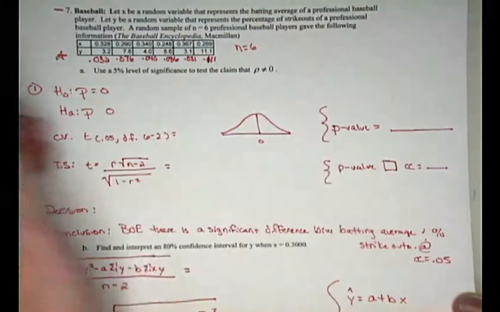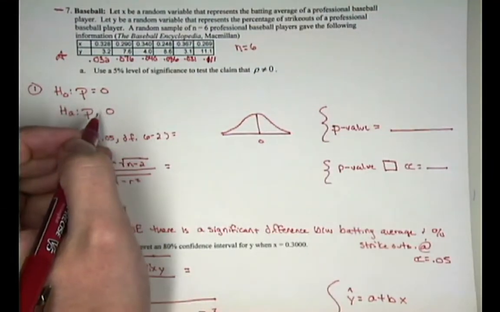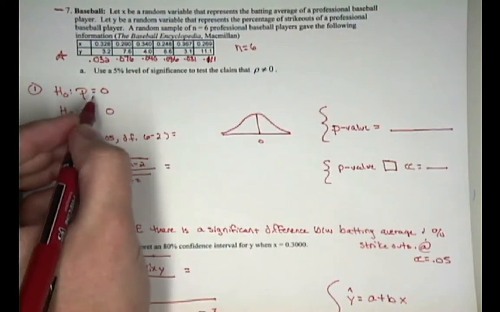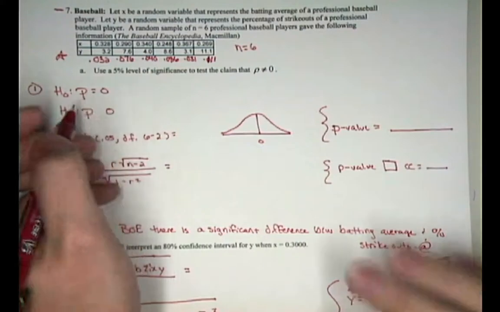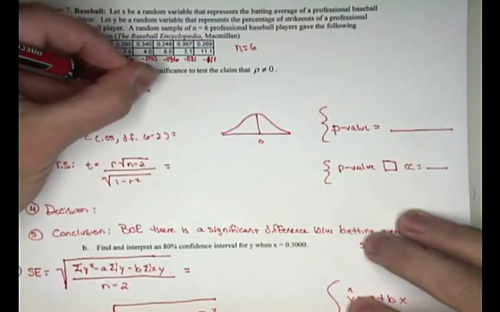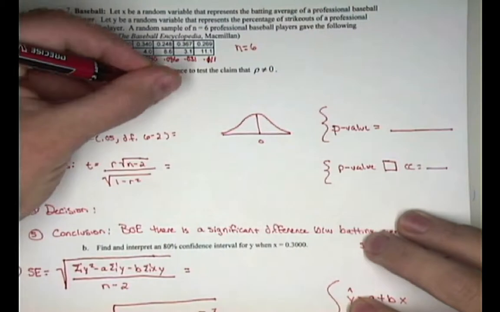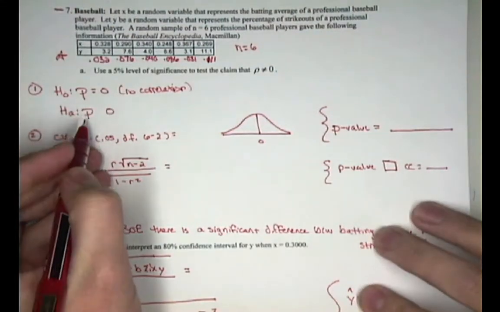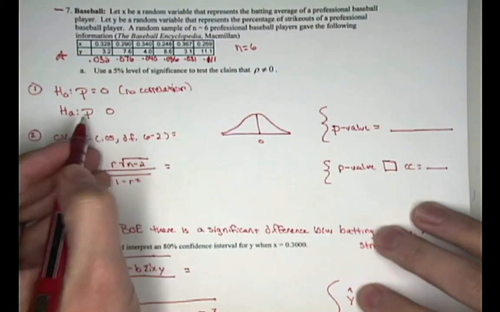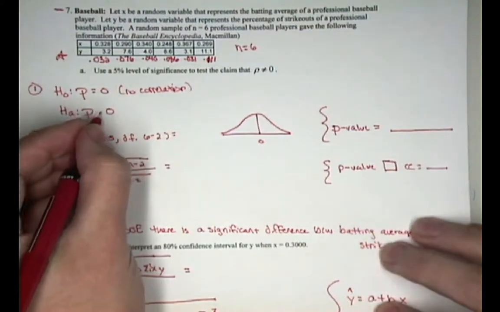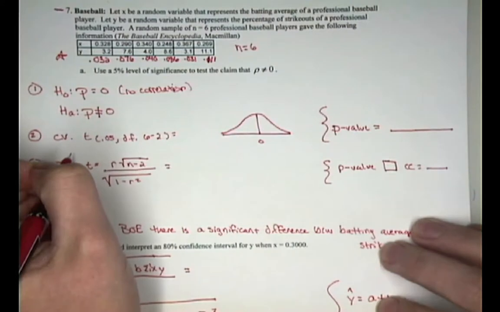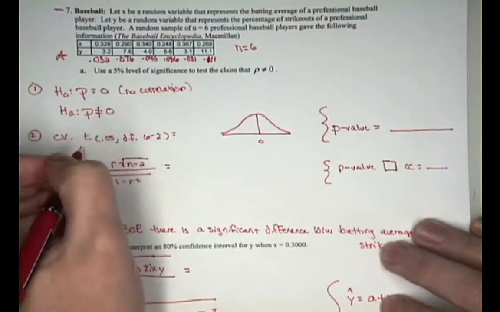We're trying to test the claim that the correlation coefficient is not equal to 0. We assume that it is, meaning there is no correlation. That's always the assumption, always the H naught. Versus the alternative, what you're hoping to prove, but often can't, is that there is some sort of correlation. So we're doing a two-tailed test.